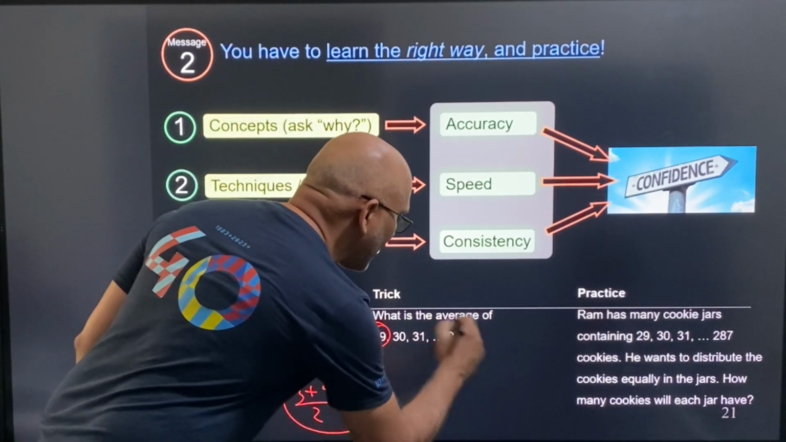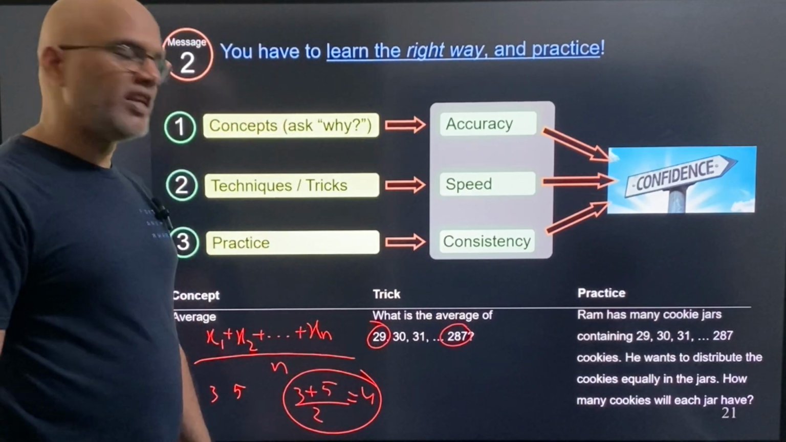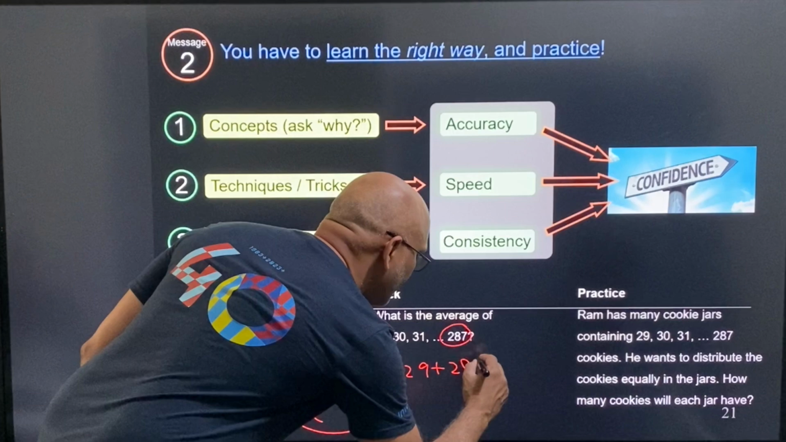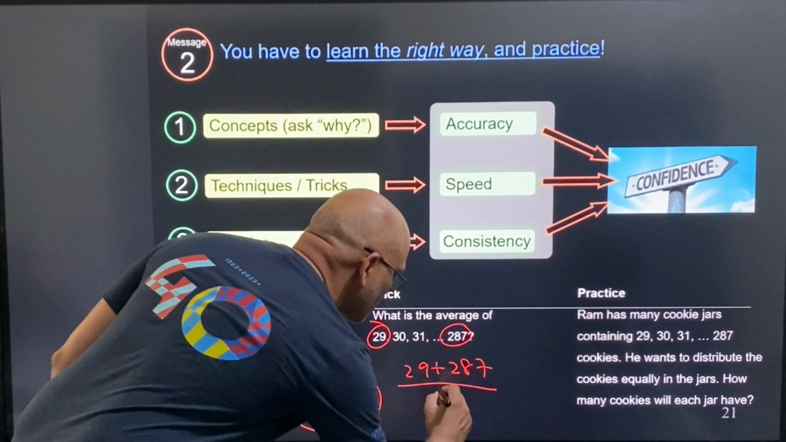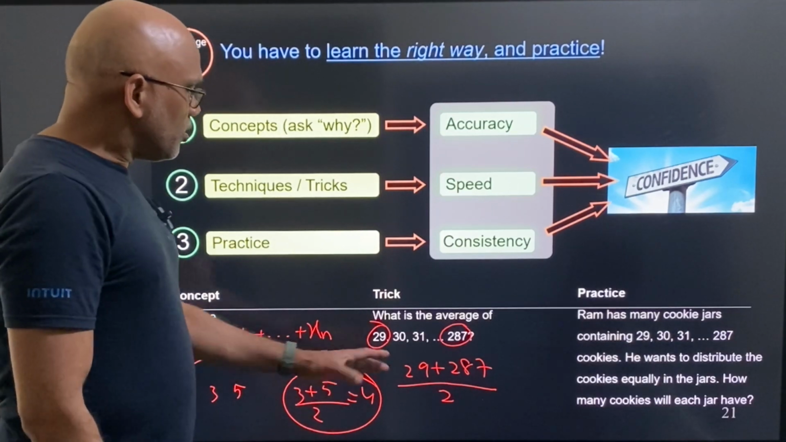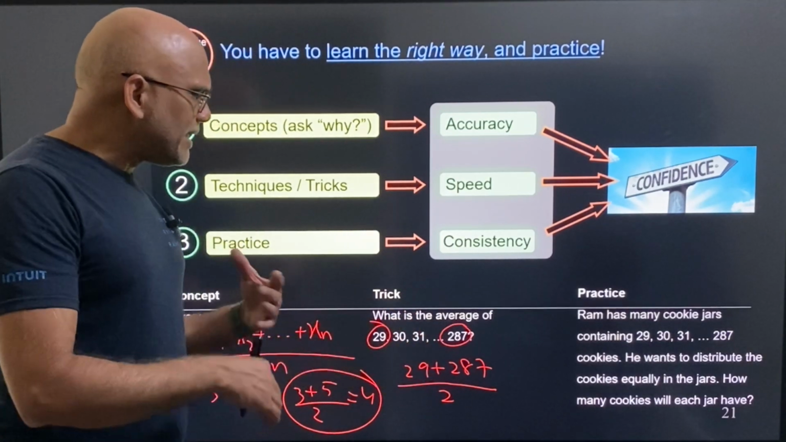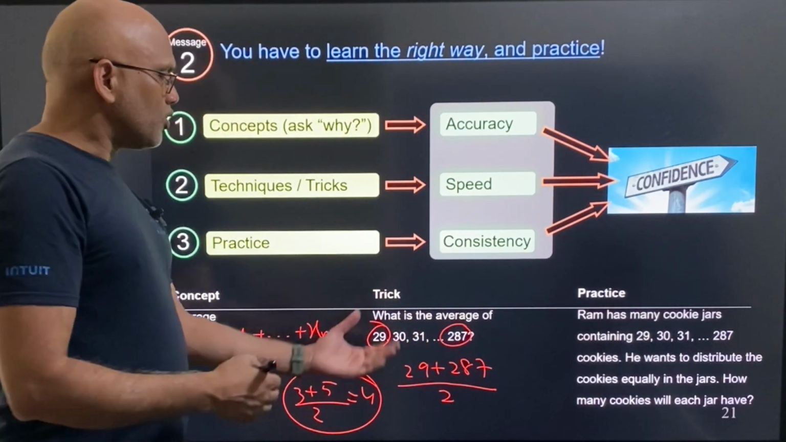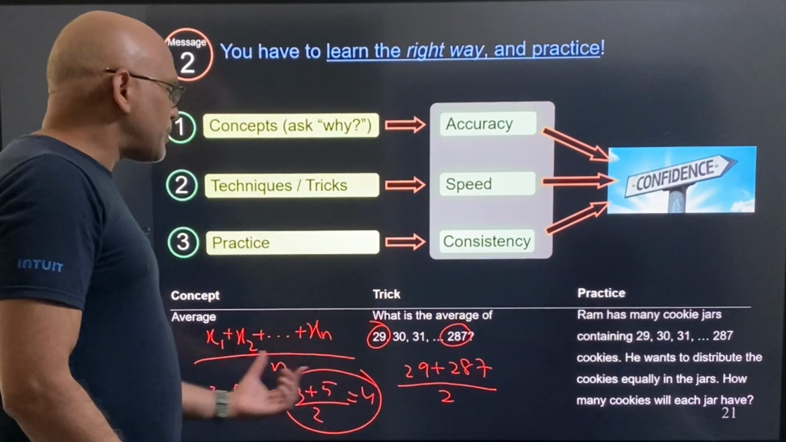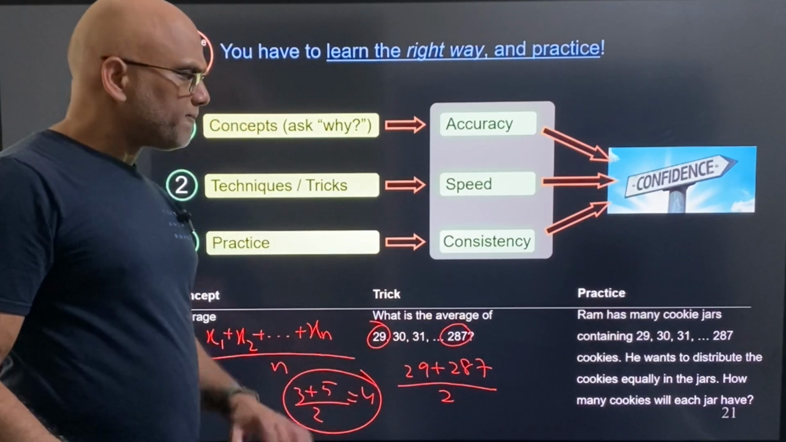first number and the last number and calculate the average of that. So I can just add 29 plus 287, and I'm adding two numbers, so I'll divide by 2. So whatever this comes out will be the average, right? So there is a small trick I used to do it fast, right? So I'm not only using the concept, but I'm also using some trick here.